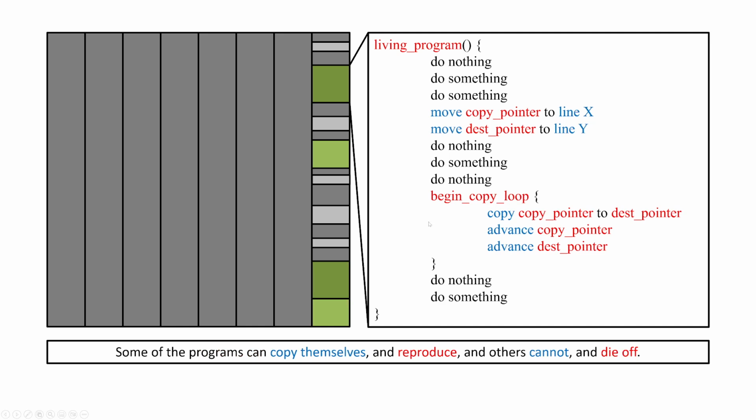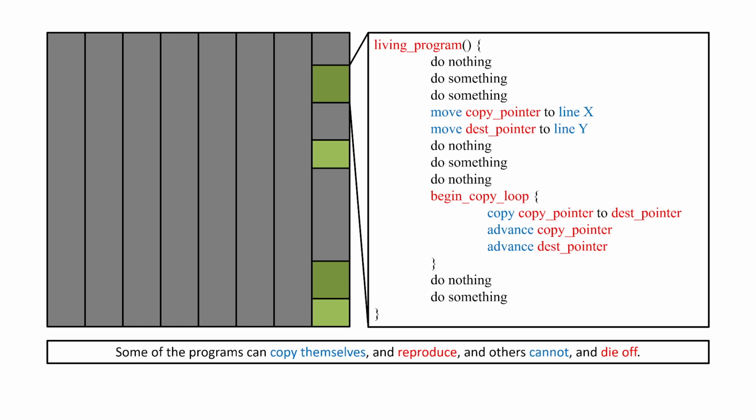Now, like I mentioned, some of our programs might be able to copy themselves, so I've just sort of indicated here maybe our big green program copied itself, our smaller green program copied itself, so they reproduced. But the others, the gray ones, they cannot. They're doing something, but again, whatever it is, it's not copying themselves, so that doesn't help them. So we can imagine that they're actually going to die out at some point.